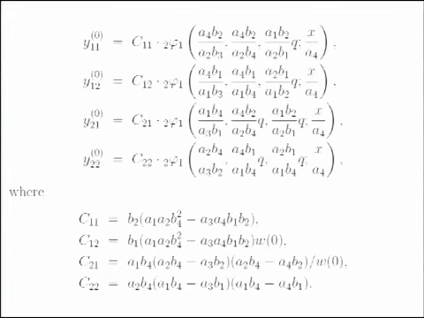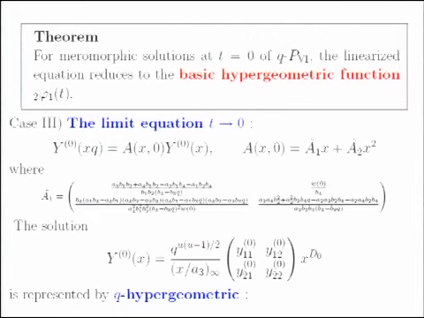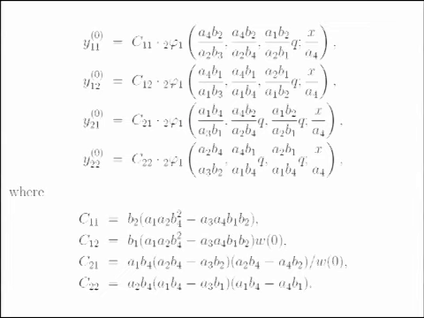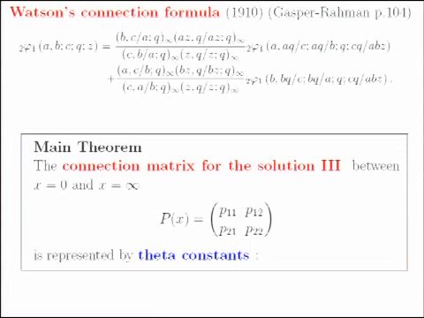This is the solution of this linear equation. That's why we can determine the connection problem of linear equations, because the connection problem of the q-hypergeometric equation was solved by Watson in Cambridge, 1910. So this is Watson's connection formula, published in 1910 in Philosophical Transactions in Cambridge University, and you can find this formula on page 104 in Gasper and Rahman's book.